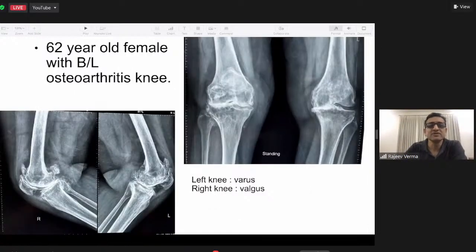So this is a 62-year-old, as we have seen till now. A lot of them have got windswept deformities. So the right knee is valgus, but obviously the medial compartment is also destroyed and there are a lot of osteophytes. And the left knee is severe varus.